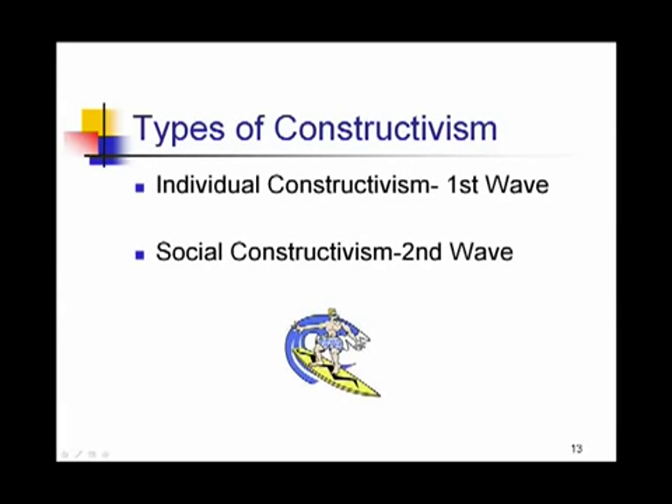There are two facets or types of constructivism. Individual constructivism was considered the first wave, and that tied to Piaget's theory, and the whole focus here was the individual construction of knowledge and a person's belief about their identity. So constructivism was tied to more of an individual, looking at the individual in their learning. Social constructivism was the second wave, and this kind of ties to Vygotsky and Bandura's theories, where the interest was more in how learning is constructed in a social context.